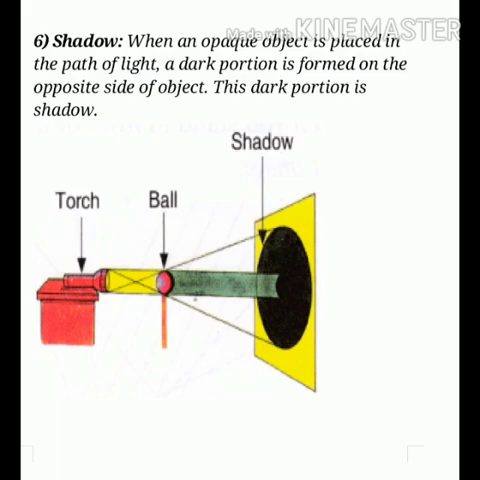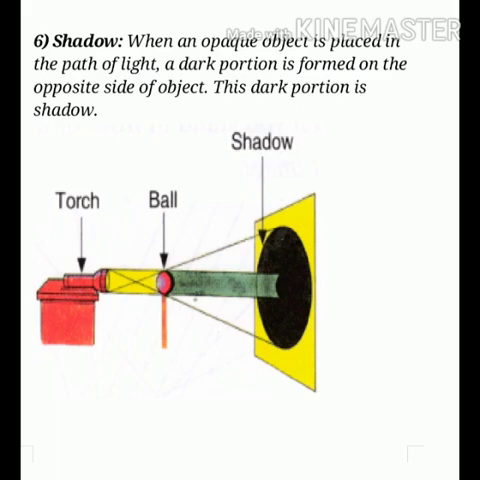As shown in the picture, the light rays which are coming from the source, that is the torch, get blocked by a ball which is an opaque body. When the rays are blocked by the ball, a shadow is formed behind the ball. This is how a shadow is formed.